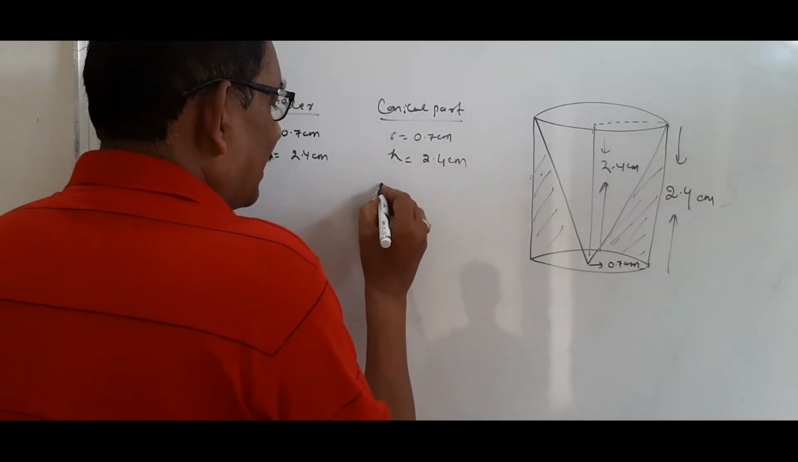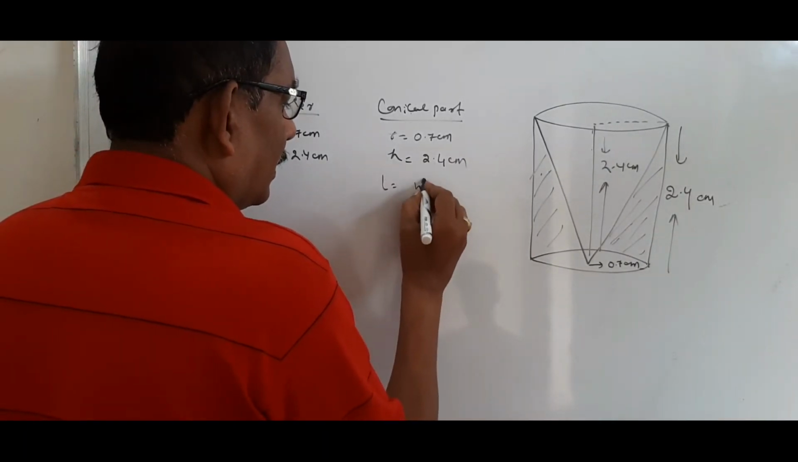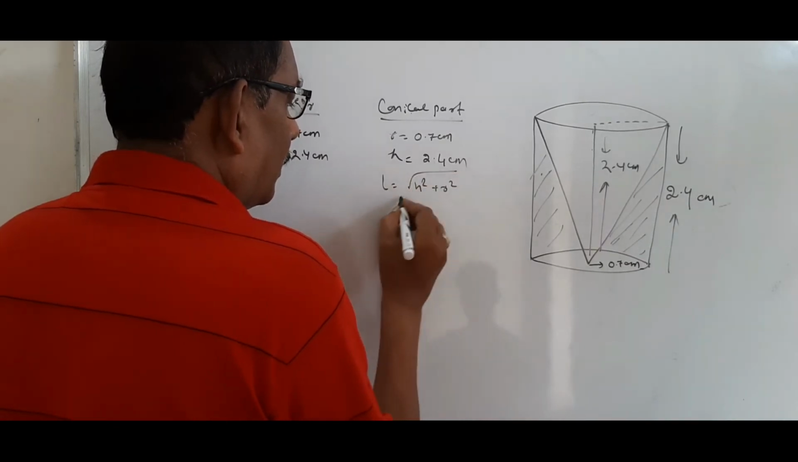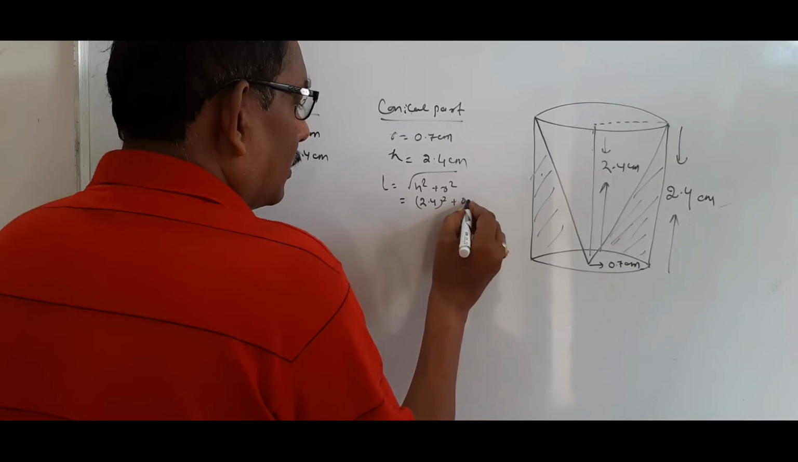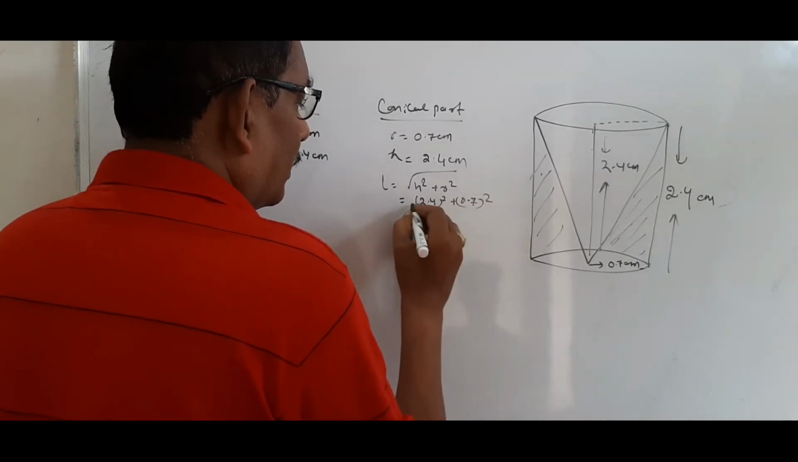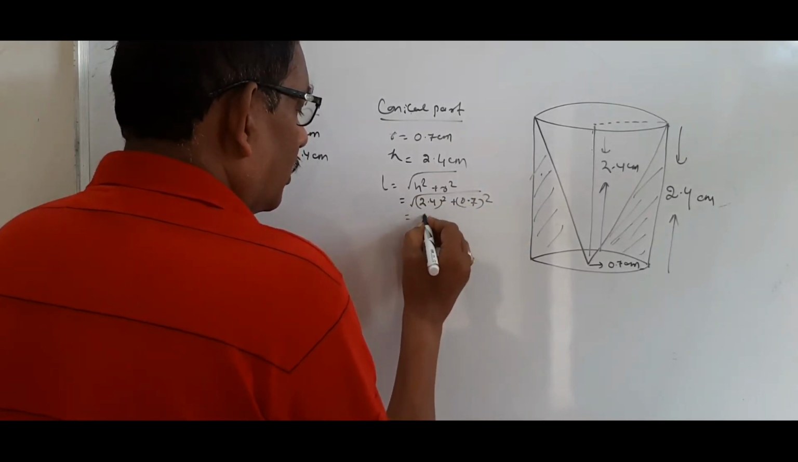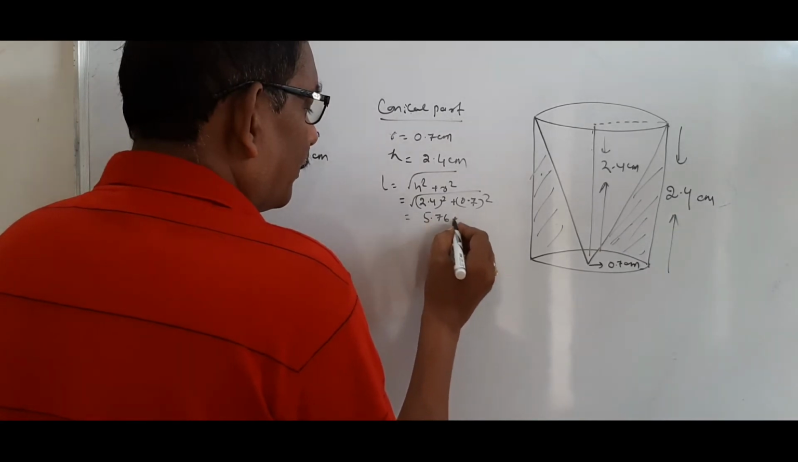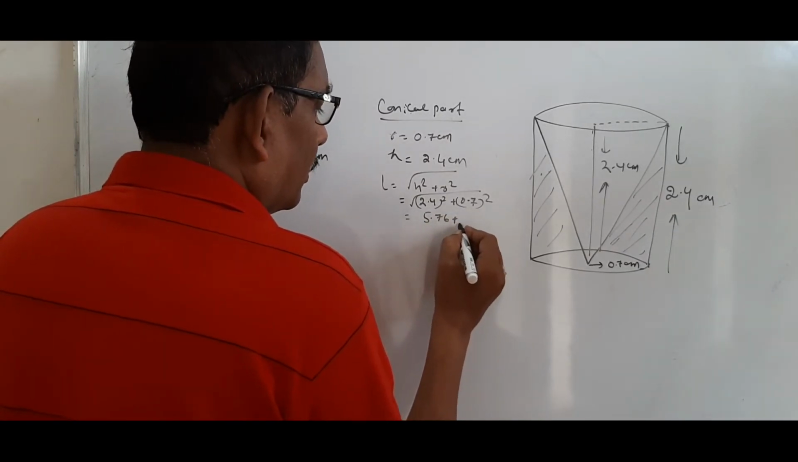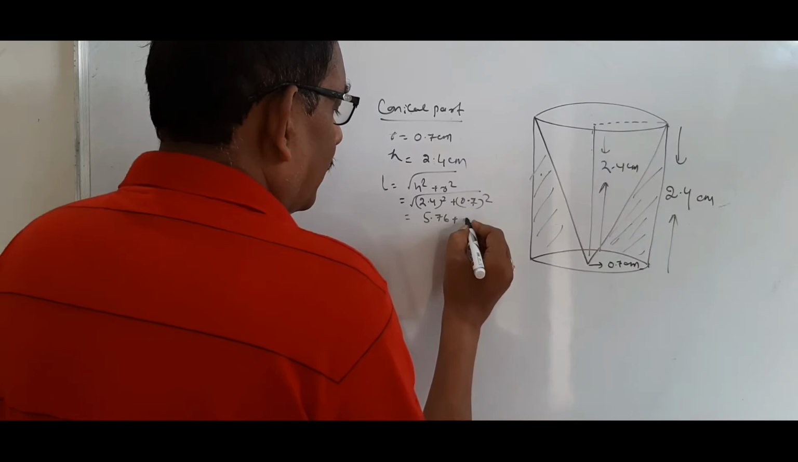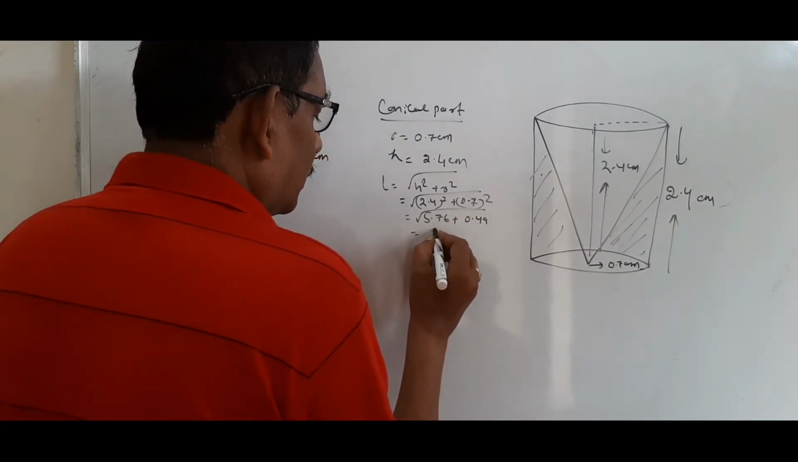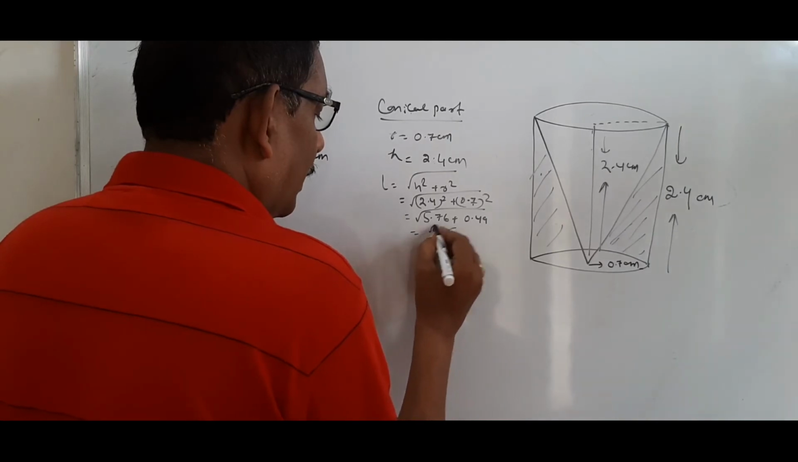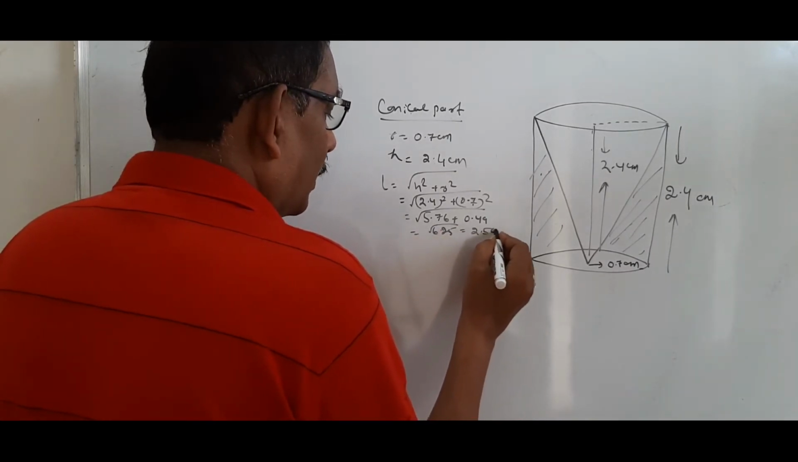So what is the slant height? l is equal to square root of h square plus r square. It is square root of 2.4 square plus 0.7 whole square. So it is 5.76 plus 0.49, that is 6.25. It means 2.5 centimeter.